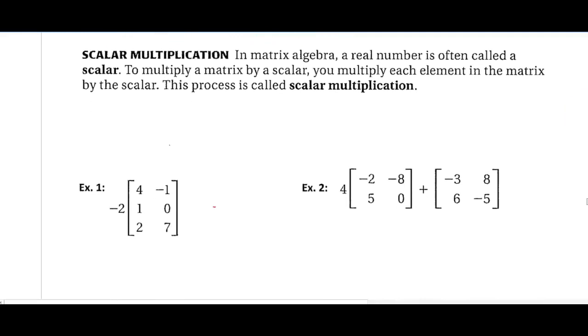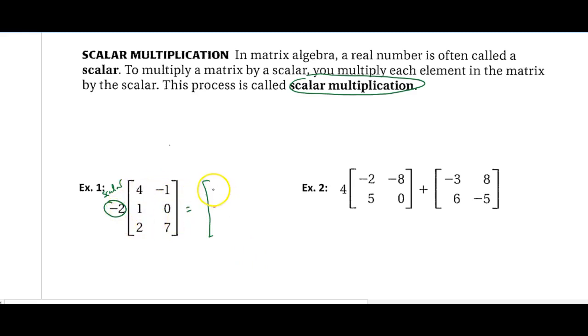The next thing we're going to do is scalar multiply. In matrix algebra, a real number is often called a scalar, right? To multiply a matrix by a scalar, you multiply each element in the matrix by the scalar, and this is called scalar multiplication. So right now, this here is your scalar, and you're basically just going to go ahead and distribute that negative 2 to each term in here. And when you distribute, you're basically multiplying.